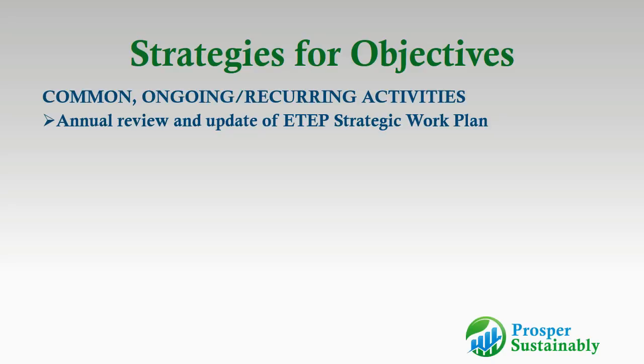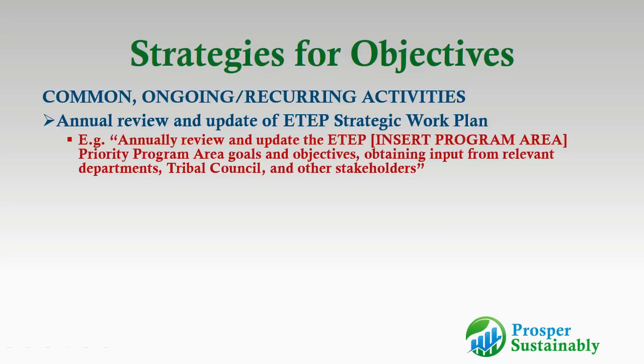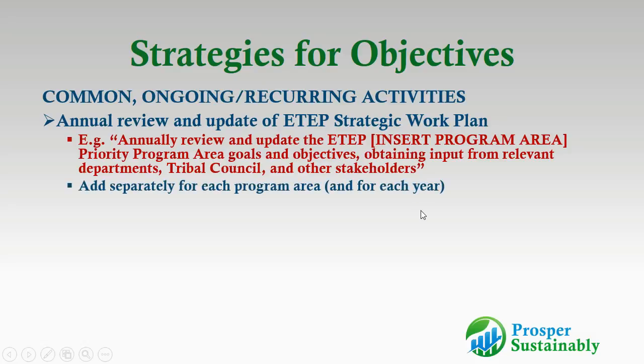Another important recurring activity is doing your annual review and update of your ETEP strategic work plan. So an example of that language is annually review and update the ETEP insert program area, priority program area goals and objectives, attaining input from relevant departments, tribal council, and other stakeholders. You want to add this separately for each program area and for each year. So you'd have this for your water program listed for each year. So 2017, 2016, 17, 18, and 19. Under your water program, 16, 17, 18, and 19.